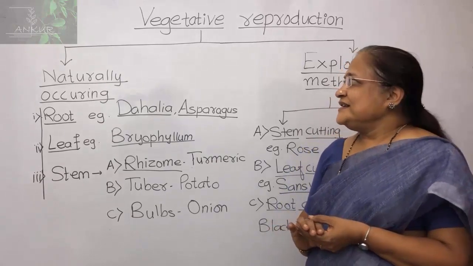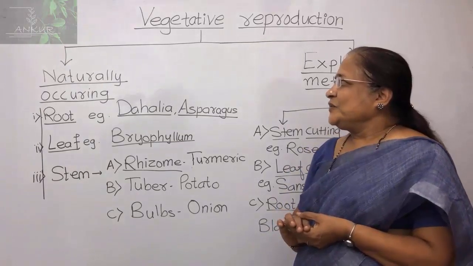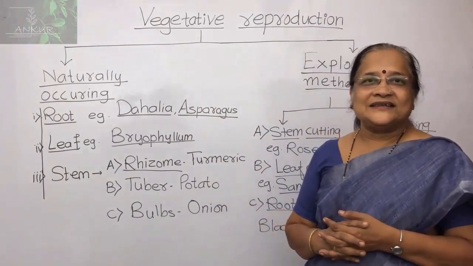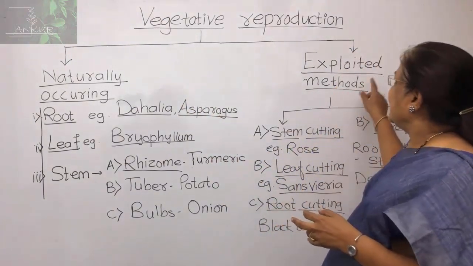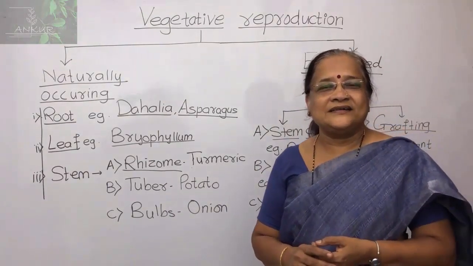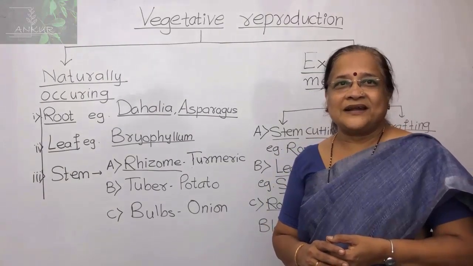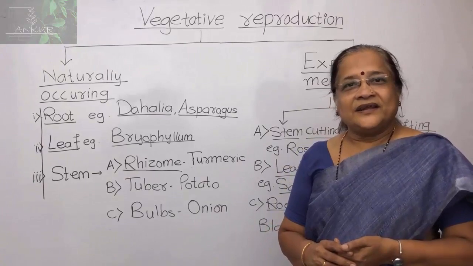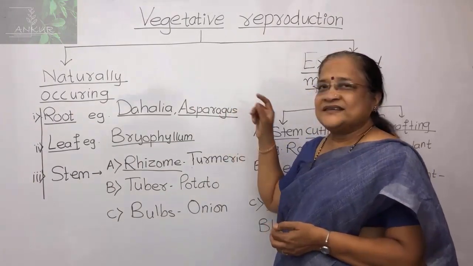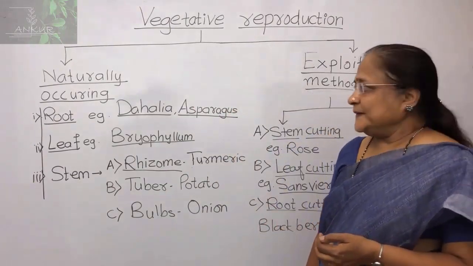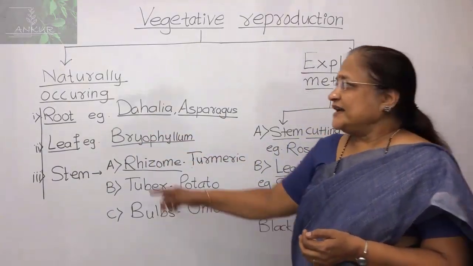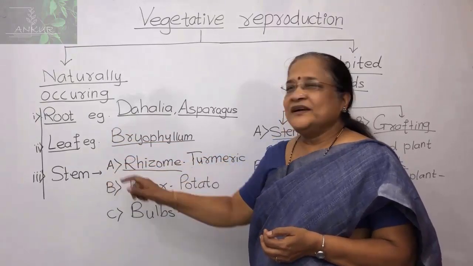Here there are two types of methods. Some methods are naturally occurring and we can see them around us, and others are exploited methods, which are used by agriculturists and horticulturists to get desirable varieties of plants that are very useful to us. So the first one is the naturally occurring methods of vegetative propagation. In that we use various parts of the plants, like root, leaf, stem, etc.